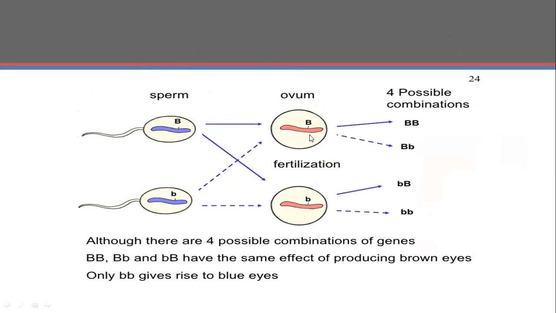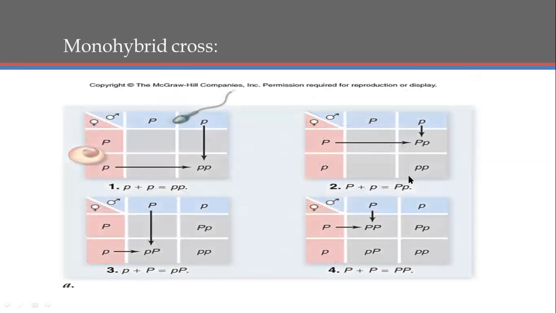What are the components, what allele is inside each gamete, sperm or ovum? One has capital B, one has small b, capital B, small b. After fertilization, we have one of those four combinations. Either this will fertilize this, or this will fertilize that, or this sperm will fertilize this or that. So how will we do this in an organized way in the Punnett square?